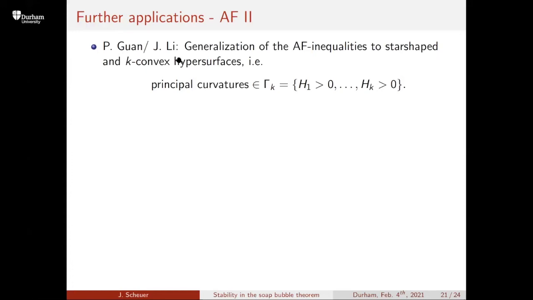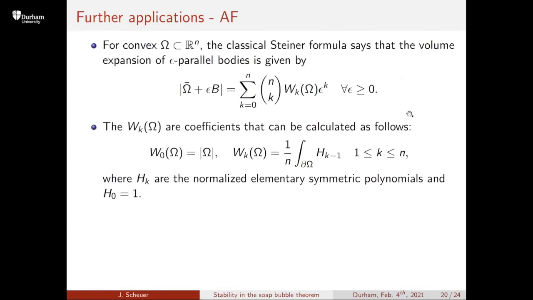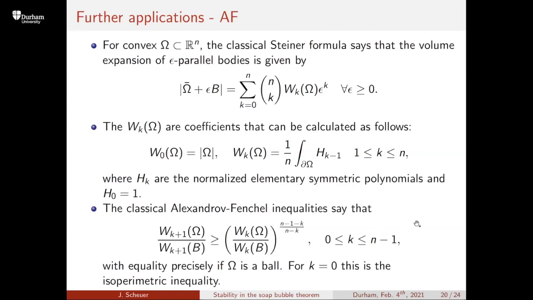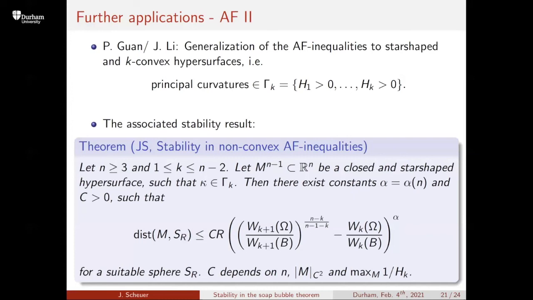In particular, the inequalities themselves are generalized by Pengfei Guan and Junfang Li for star-shaped and k-convex hypersurfaces. By k-convex, I mean that the principal curvatures range in the Gårding cones Gamma_k, which are defined by positivity of the symmetric polynomials up to order k. The inequalities here are valid for star-shaped and k-convex domains with equality precisely on balls. And we also have the stability here. I stress that it's the non-convex case because the convex case has been known basically due to Schneider, I think.